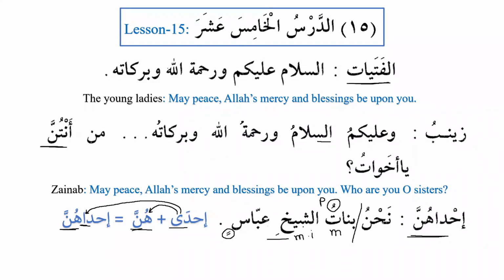So we know that ash-shaykh is definite and Abbas is also definite. Both of them are marifa. Ash-shaykh is majroor and Abbasin is also majroor. Ash-shaykh is singular and Abbas is also singular. Ash-shaykh is masculine and Abbas is also masculine. So this is called al-badal, which is called substitute.